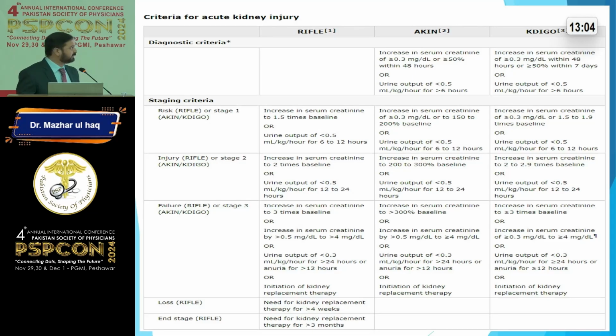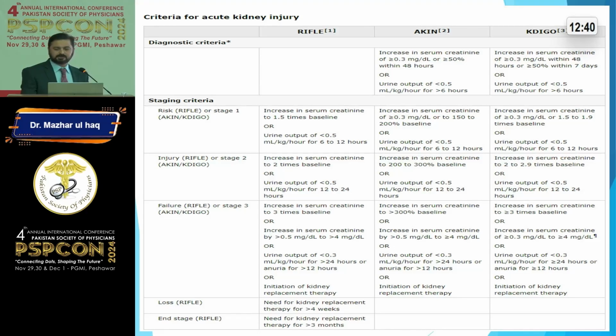A very busy slide, but again it's very important, because before going for the management, first you will have to establish the diagnosis of AKI, and then you will have to stage it as well. So AKIN, Acute Kidney Injury Network, and KDIGO, Kidney Disease Improving Global Outcomes, provide you with the definition of AKI, and we usually follow the KDIGO.